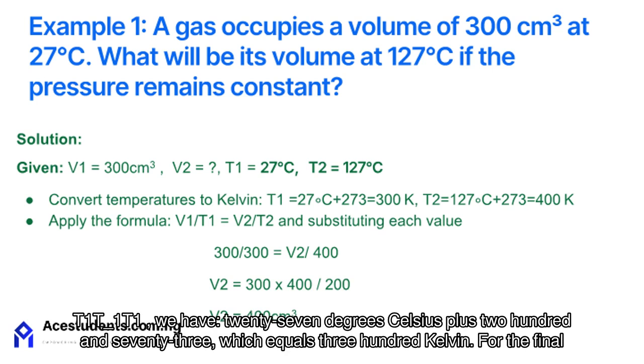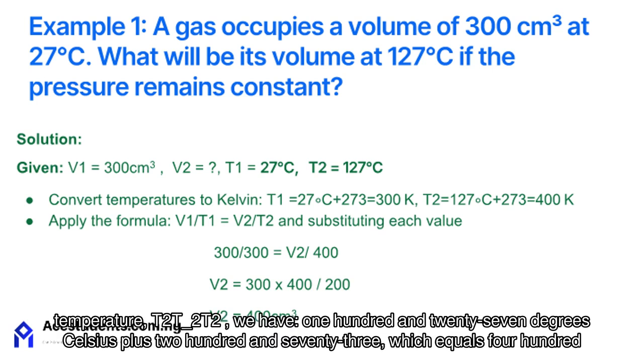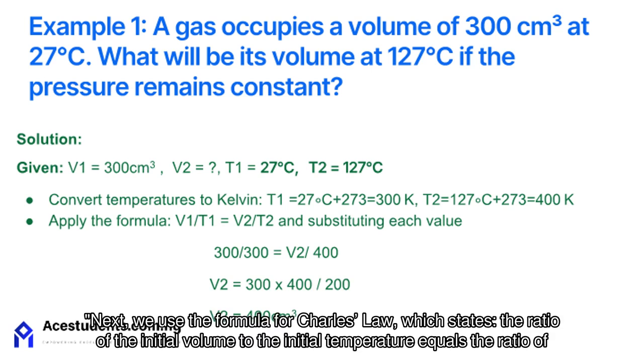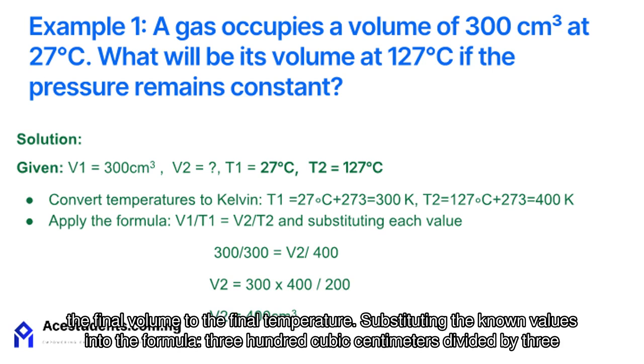For the initial temperature, T1, we have 27 degrees Celsius plus 273, which equals 300 Kelvin. For the final temperature, T2, we have 127 degrees Celsius plus 273, which equals 400 Kelvin. Next, we use the formula for Charles's Law, which states the ratio of the initial volume to the initial temperature equals the ratio of the final volume to the final temperature.